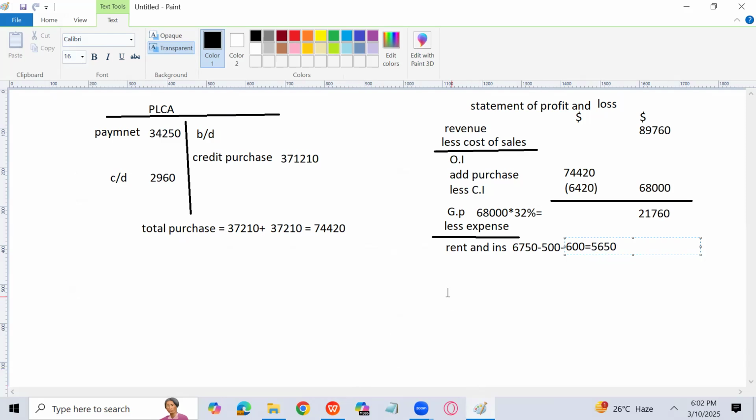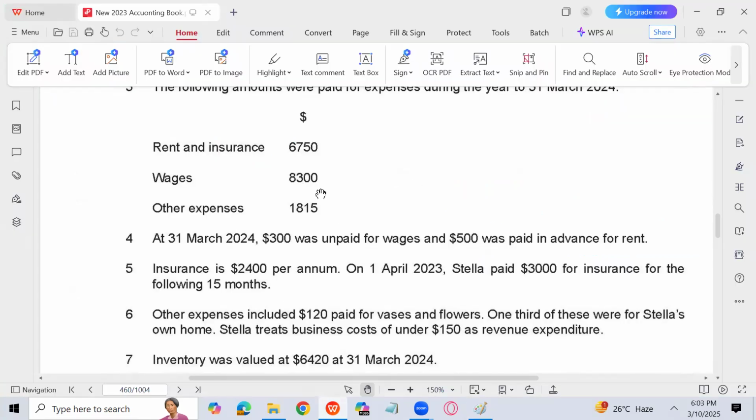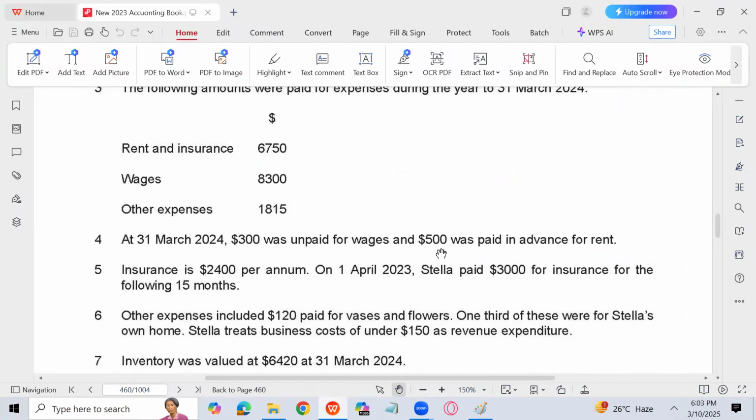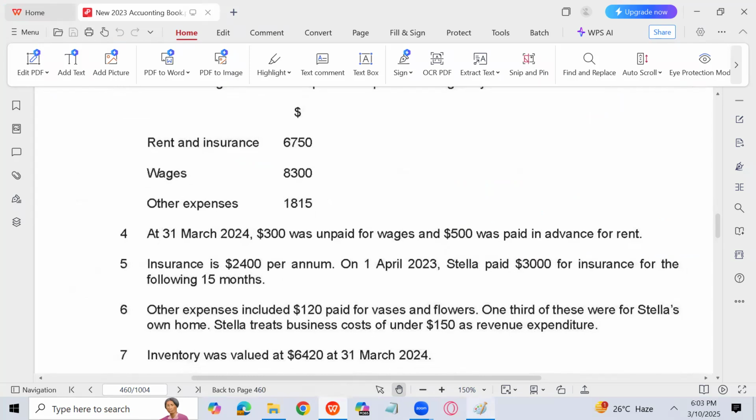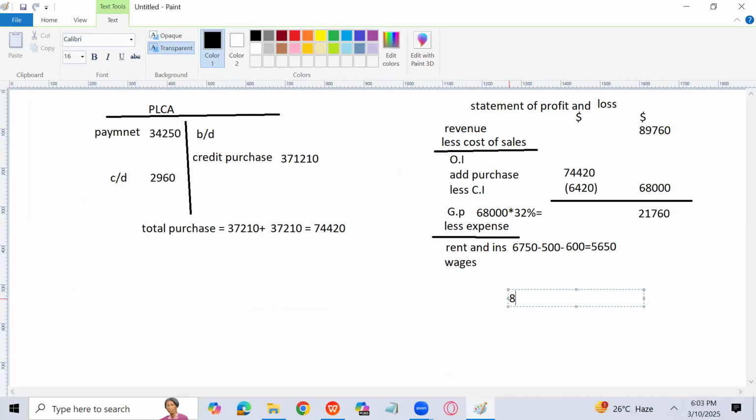So rent and insurance is going to be 5650, which is the expense should be written under the heading of expenses. Wages 8300 plus 500, because that is unpaid, that is accrued, which will be added. So that is going to be 8800. It will be the amount for wages.